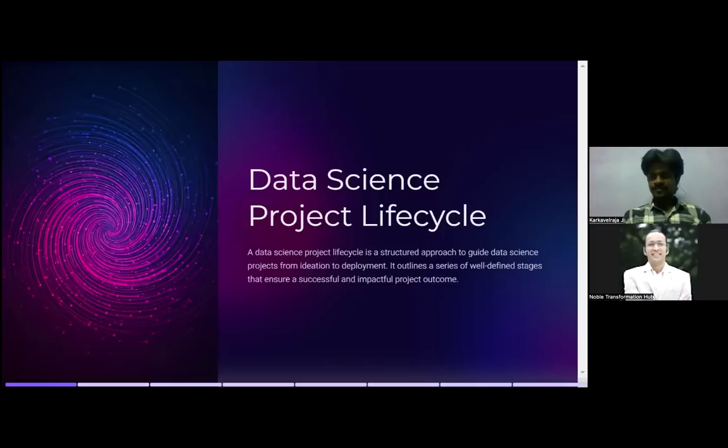It's the new oil, the new currency, the new economy. So, the data science project life cycle.